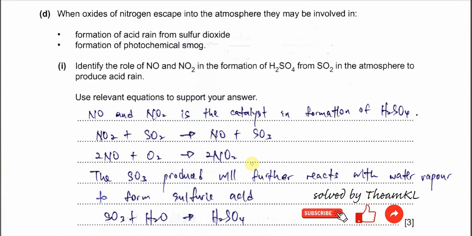For part D, when oxides of nitrogen escape into the atmosphere, they may be involved in two processes: formation of acid rain from sulfur dioxide, and formation of photochemical smog. Part 1. Identify the role of nitrogen monoxide and nitrogen dioxide in the formation of sulfuric acid from sulfur dioxide. Use the relevant equation to support your answer.